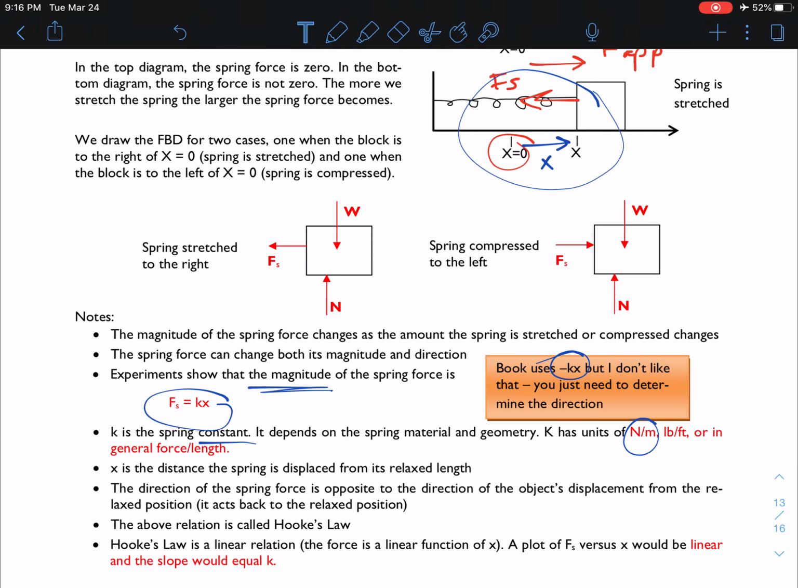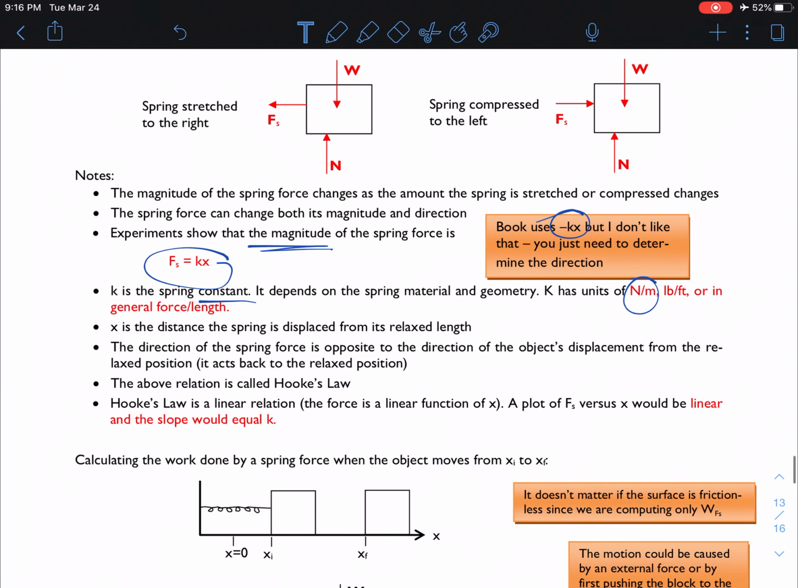x is measured from the relaxed position, so you need to know where x equal to 0 is. Then you can measure your x. You cannot choose an arbitrary 0 for x. You have to choose 0 to be the relaxed position of the spring, and it's usually given in the problems.